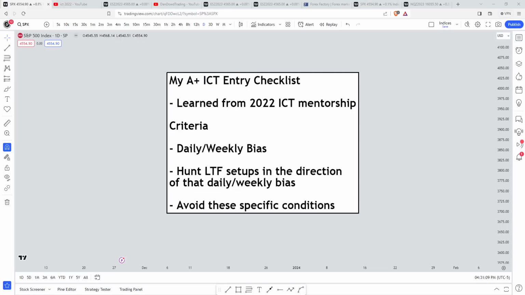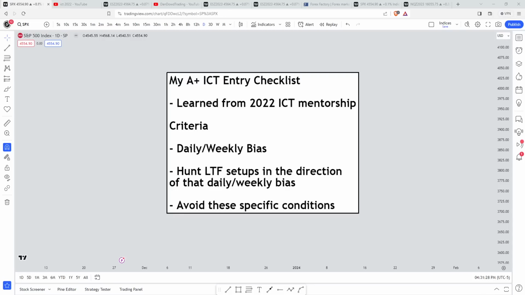I'm going to show you guys a checklist for one of the A+ ICT models that I use. The criteria for it is that we find a daily/weekly bias. From there, we go down to a lower time frame and hunt for setups in the direction of that daily/weekly bias.